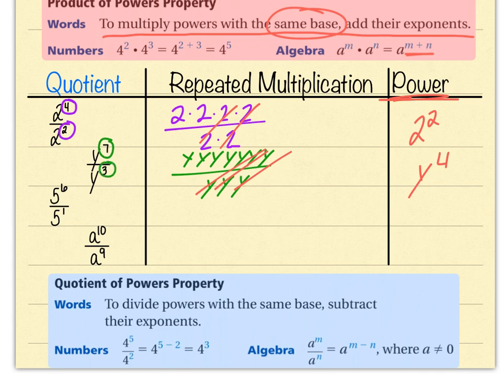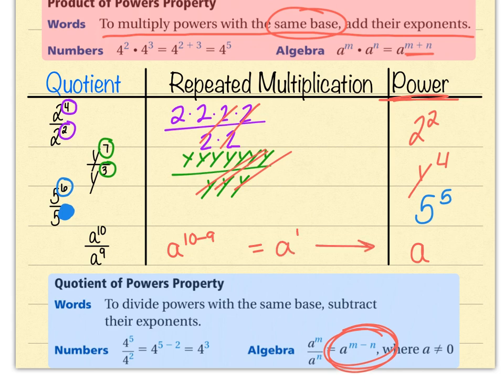I'm not going to write out this next one. 6 minus 1 will give us 5, 5 to the 5th. Now, they didn't have to write that exponent as a 1. It's implied. So if you do see that, just know you're still subtracting 1. And then the last one, a to the 10th over a to the 9th is the same as a to the 10 minus 9, if I'm going to write it like how they did right down here. And 10 minus 9 is 1. So a to the 1st power, or I could just say a, because remember, if it's a to the 1st power, it's still just a.